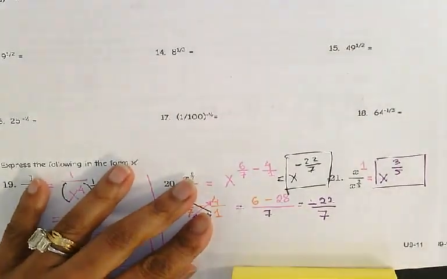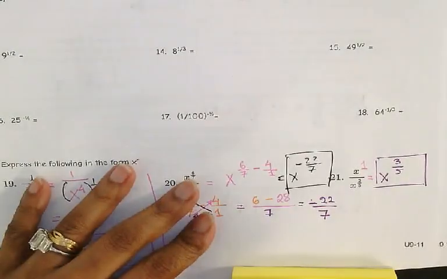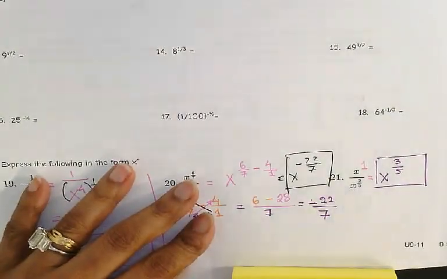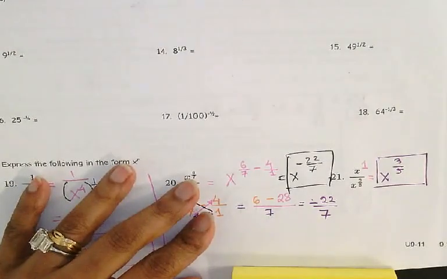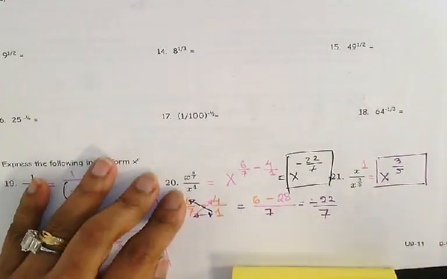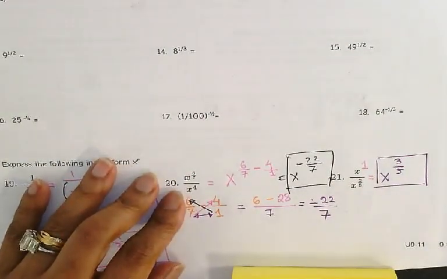What happens if they're multiplied? I have same base, same base, and the base is multiplied. What do we do with the power at that time? Add them. So if it is a division, you subtract the powers. If it is a multiplication, you just add the powers.